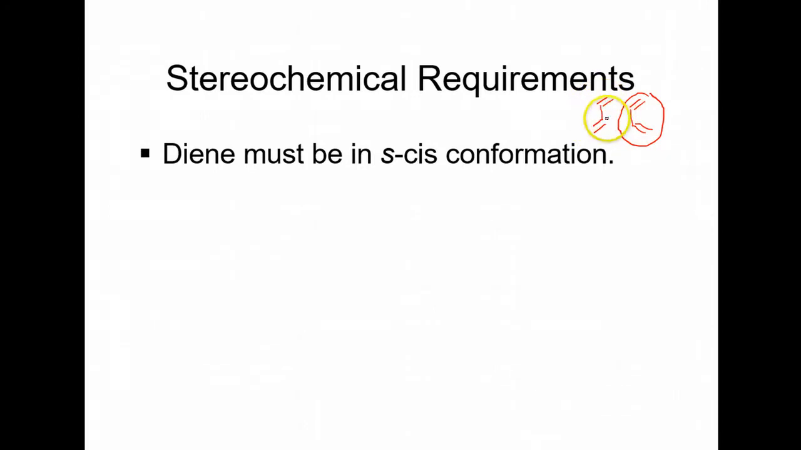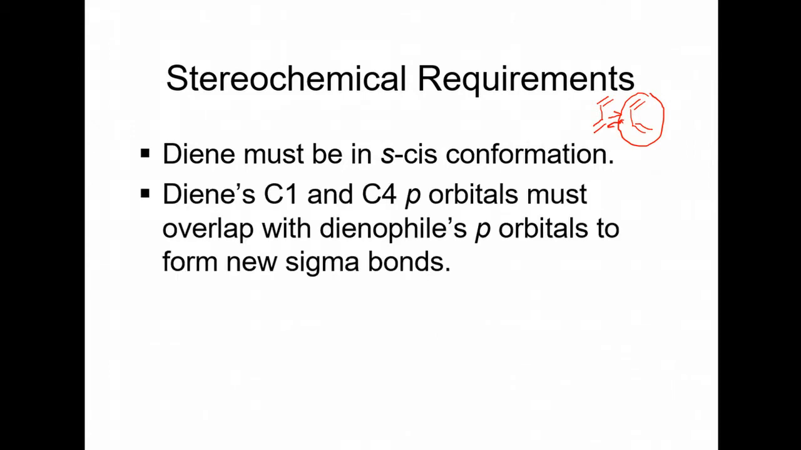And remember, it's mostly in this conformation, but you do have this going back and forth. But as soon as it makes this S-cis conformation, it goes ahead and does the reaction. The diene's 1 and 4 p orbitals must overlap with the dienophile's p orbitals to form new sigma bonds.